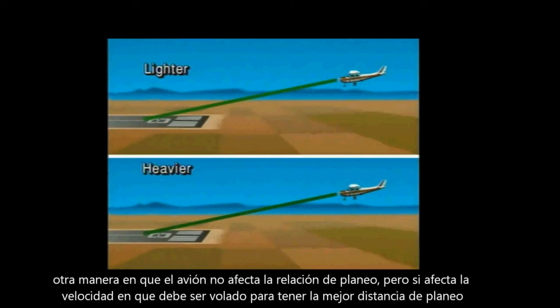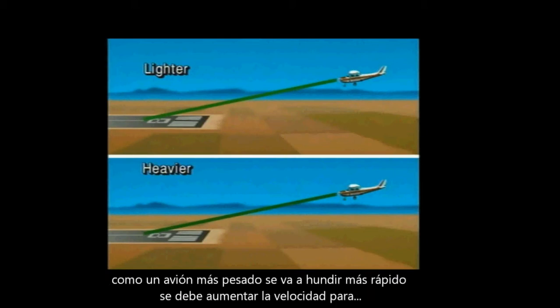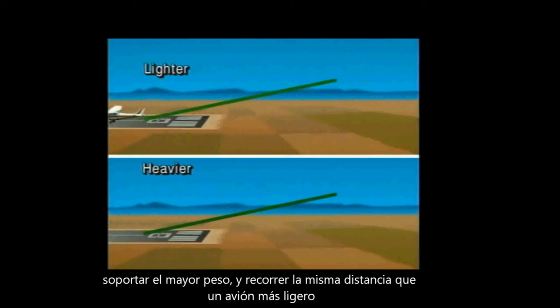Although the weight of the airplane doesn't affect glide ratio, it does affect the airspeed that must be flown to attain the best glide distance. Since a heavier airplane will sink faster, a higher airspeed must be maintained to support the greater weight and yield the same glide distance as a lighter airplane.